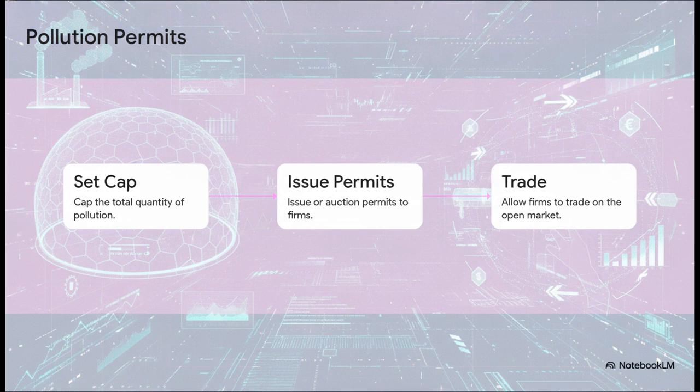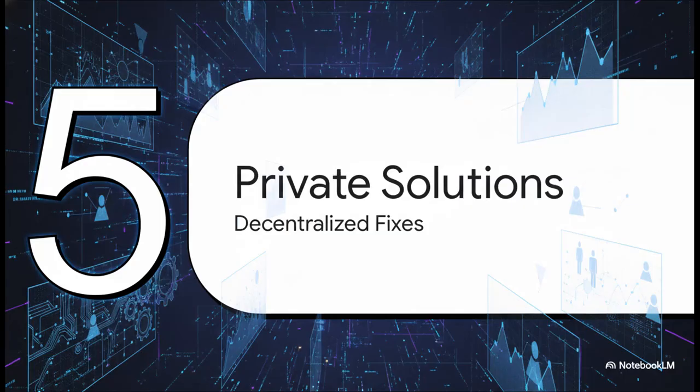This completely internalizes the externality by turning pollution itself into a highly structured, tradable commodity. Firms that face high costs to reduce pollution, they'll just buy the permits. But firms that can clean up cheaply, they'll reduce their emissions and sell their extra permits for a profit. It's a win-win. And that brings us to Section 5, Decentralized Private Solutions.